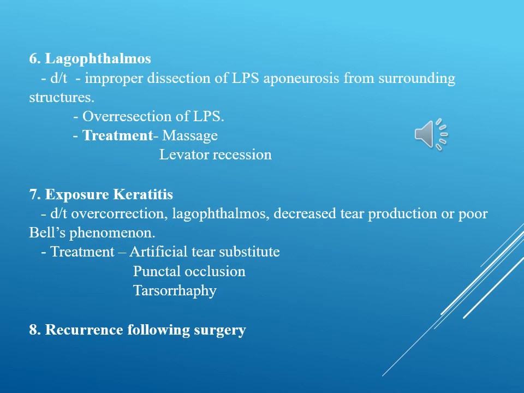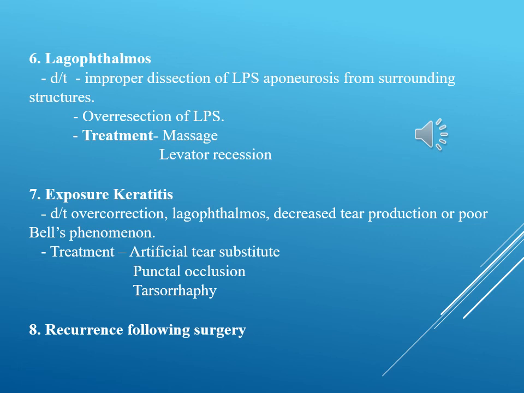The next complication following ptosis surgery is lagophthalmos. So, the cause of lagophthalmos is generally improper dissection of the levator aponeurosis from the surrounding structures. It can also occur due to over resection of the levator. Treatment of this condition is massage or levator recession.